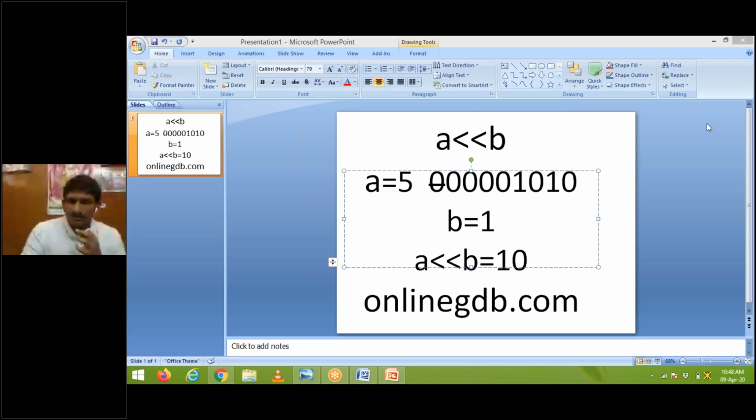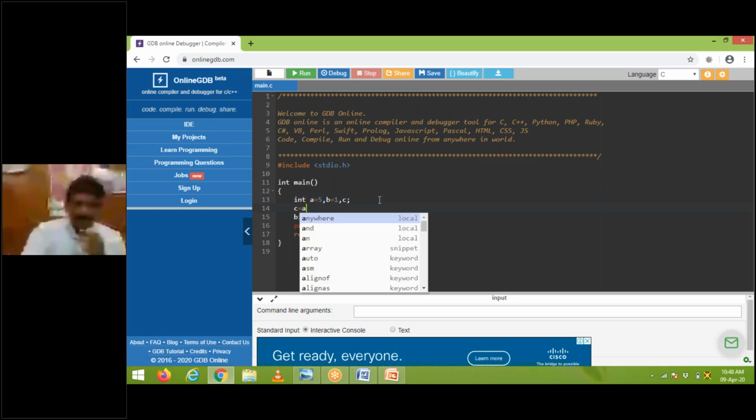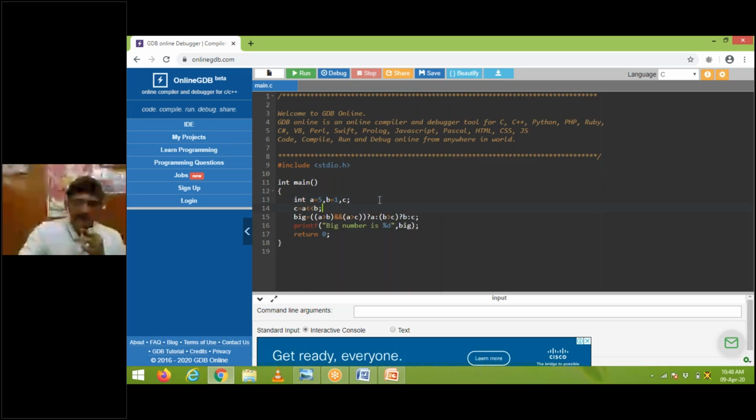Some students are asking for online GDB only. We'll run the program now. After completion of the operators, we will again do the same. A value is 5, B value is 1. C equal to A left shift B.